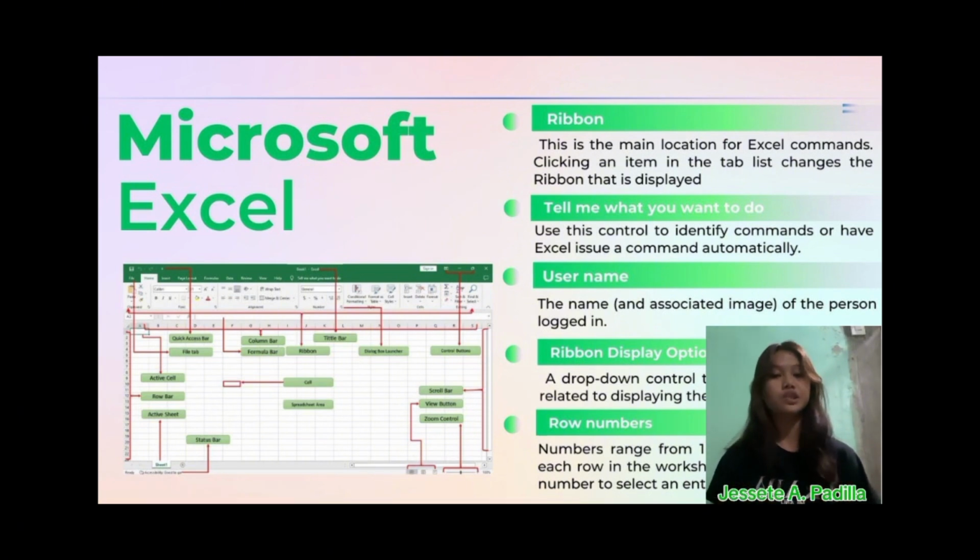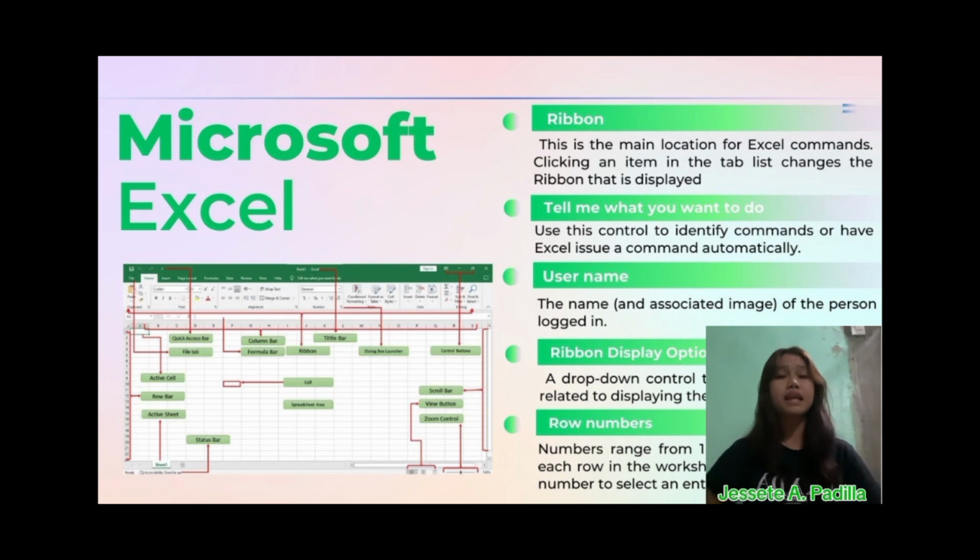Each tab contains a group of related commands. In the Tell Me What You Want to Do box, instead of searching through the Insert menu, you can simply type Insert Table in the Tell Me What You Want to Do box. The feature will suggest the Insert Table command and you can click on it to insert a table into your document. So now, let us move on to the username.